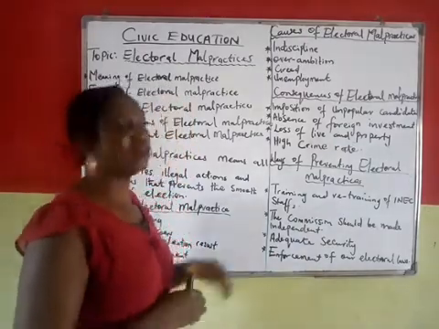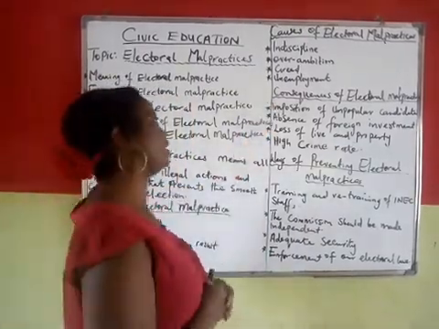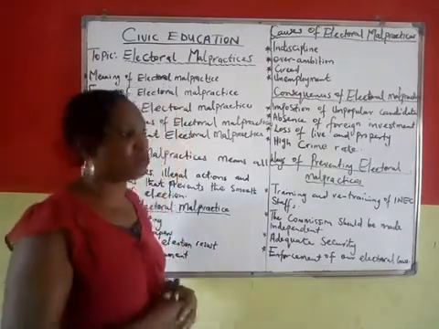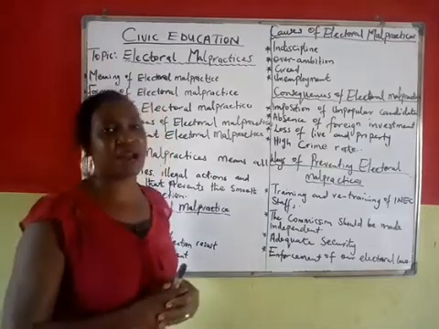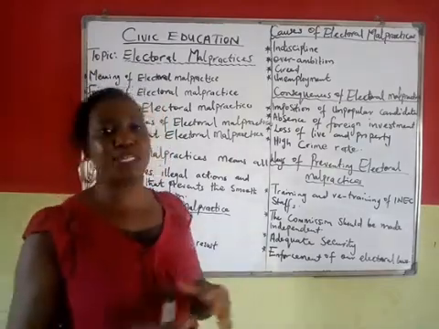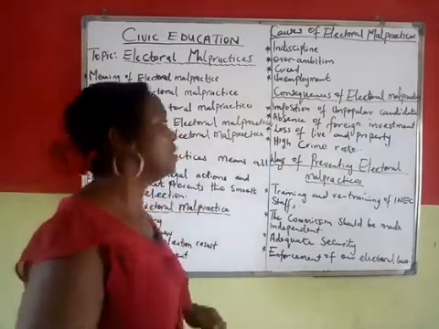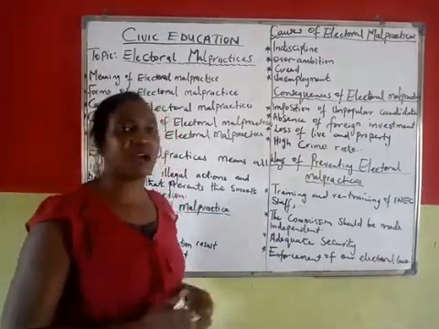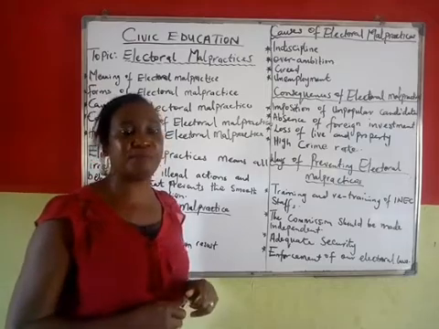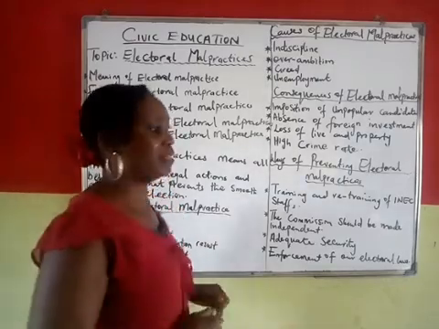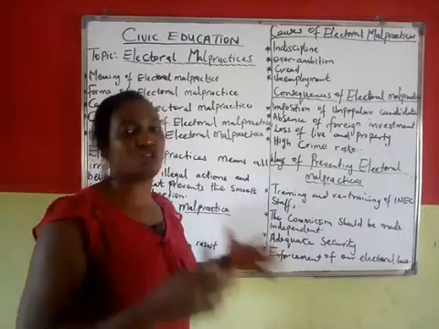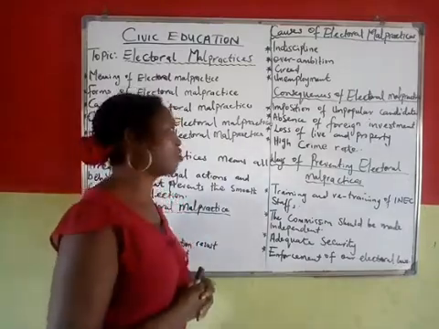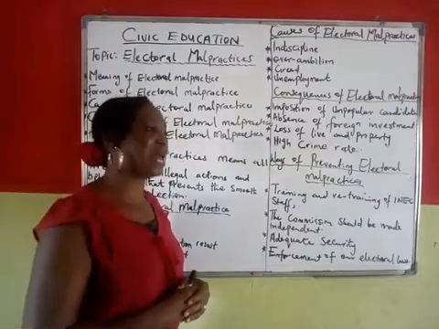And then the other subtopic we'll be looking at is the consequences of electoral malpractice. What are the consequences? If there is electoral malpractice in an election, what will be the aftermath? Of course, one of them is the imposition of unpopular candidates. When an election is carried out and you declare the person that did not win as the winner, and the person becomes the president or the school prefect, and we know for sure that we did not vote the person in, of course, you're imposing an unpopular person on us.